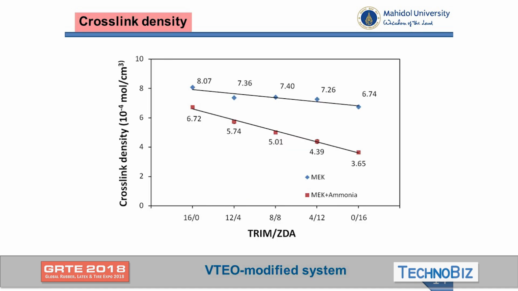Okay. This slide shows the results of the VTEO modified system. It can be seen that in the case of the VTEO modified system, the TRIM-rich compound shows the highest magnitude of the crosslink density. So it can be seen that with the increase of the TRIM, the crosslink density also increased in the case of the VTEO modified system.